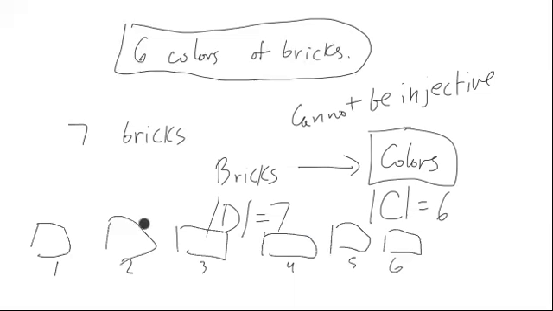So how can we put the bricks in? We have 7 bricks. We start putting the bricks in: 1, 2, 3, 4, 5, 6. And where do we put the 7th brick? It has to go back into one of these. So this is the worst case scenario. The worst case scenario means that this can't be injective.